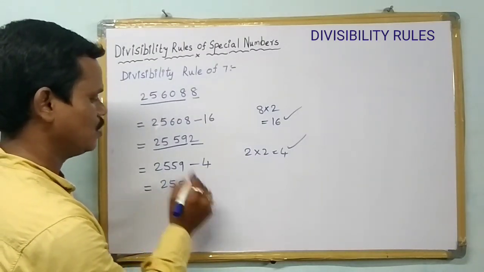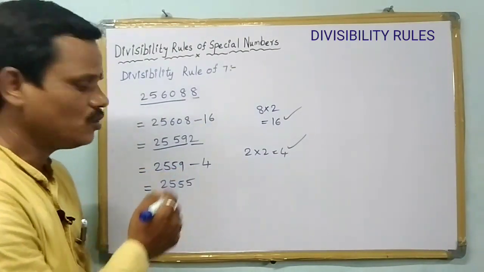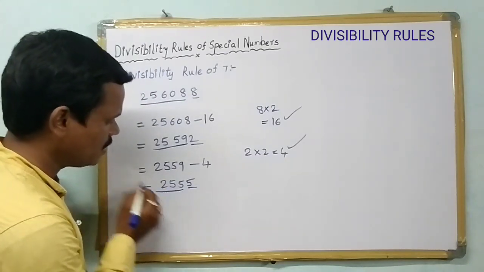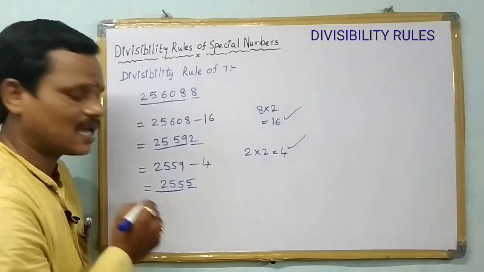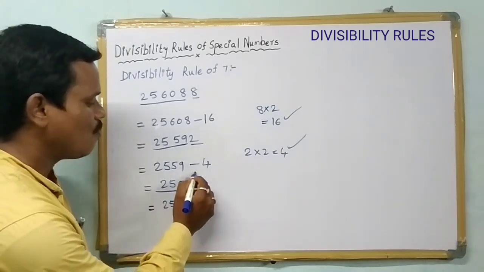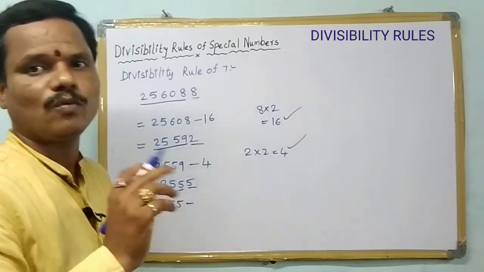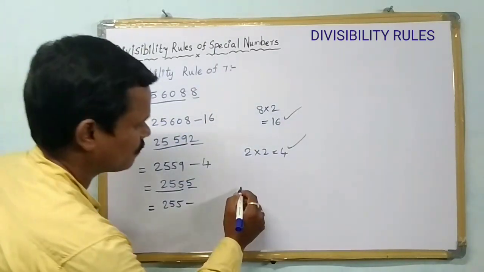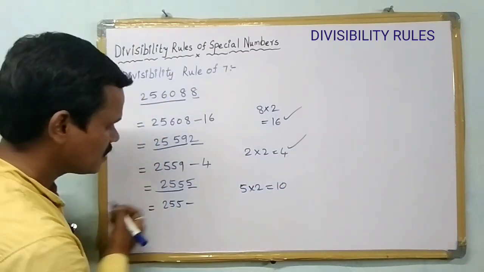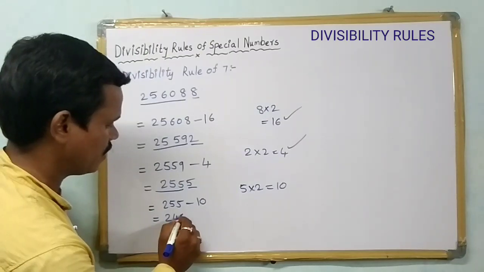2555. Now again, divide it into two parts. The unit digit 5 is one part, and the remaining 3 digits are the second part, 255. Now multiply the first part by 2. 5 twos are 10. Now subtract 10 from the second part. What is the answer? 245.